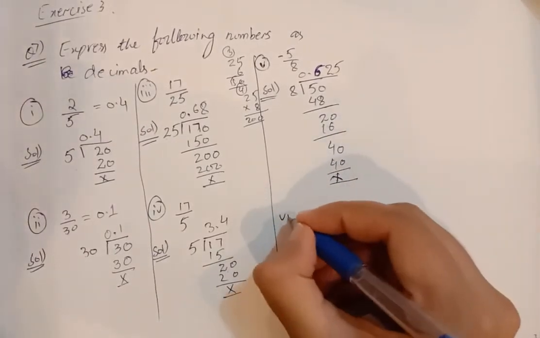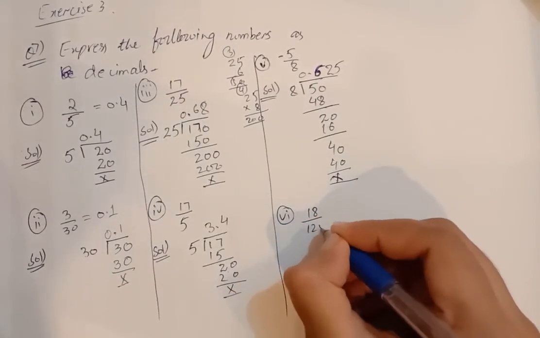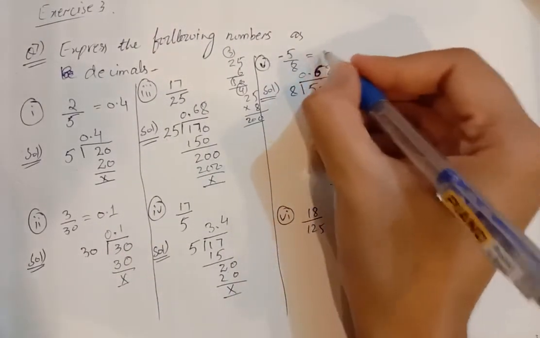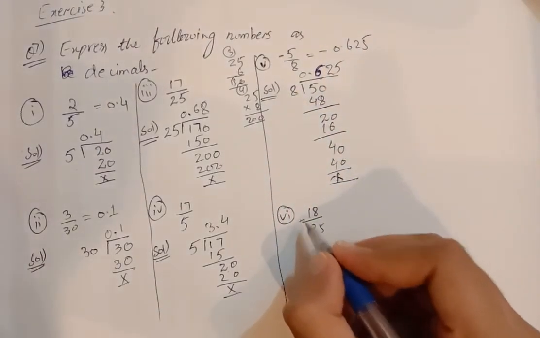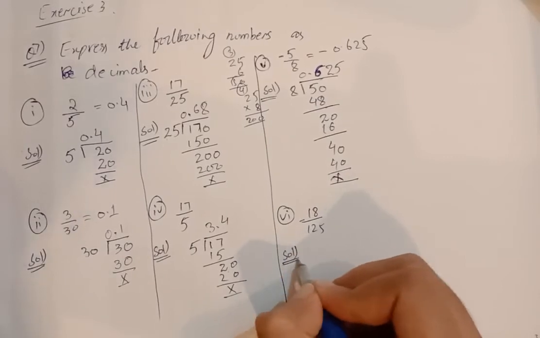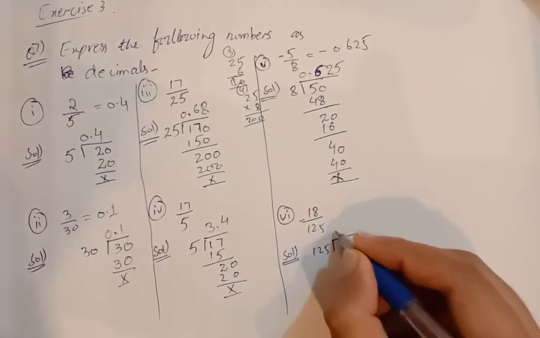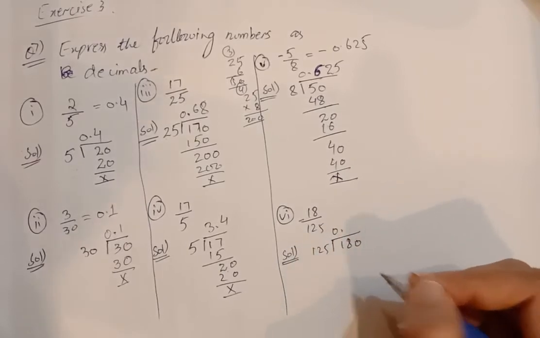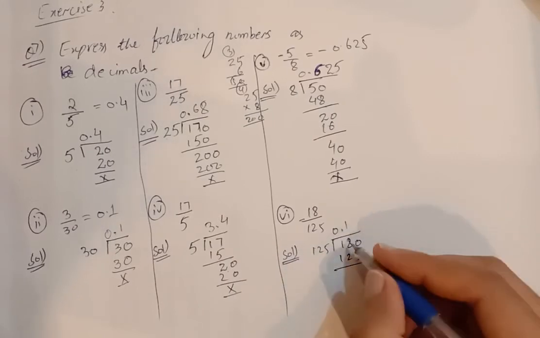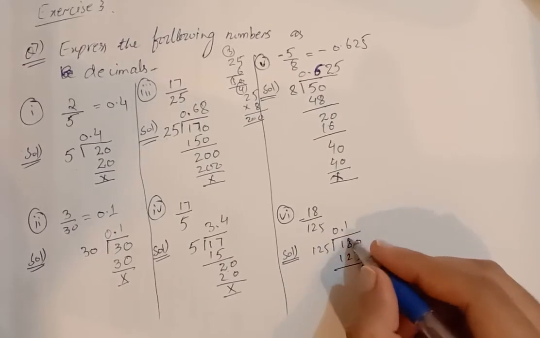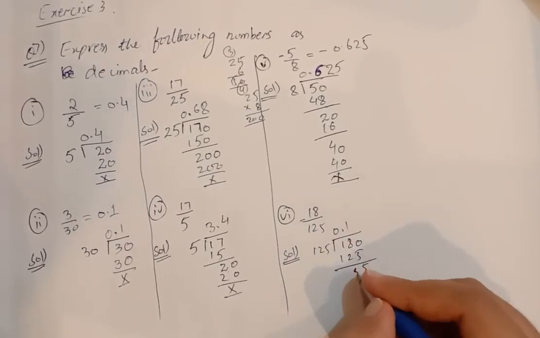Now move towards part number 6, which is 18 by 125. Again there is a minus sign, so we place minus 0.625. 18 by 125. Now we have to divide 18 by 125. We place a 0 point and a 0. 125 ones are 125. Now we subtract it, and 55 is the remainder.